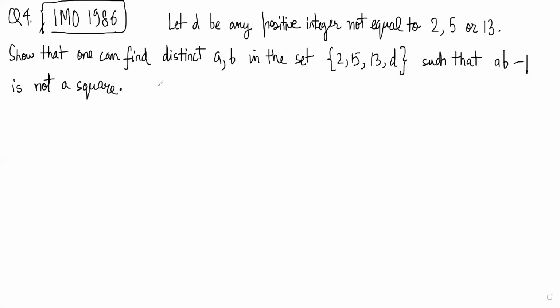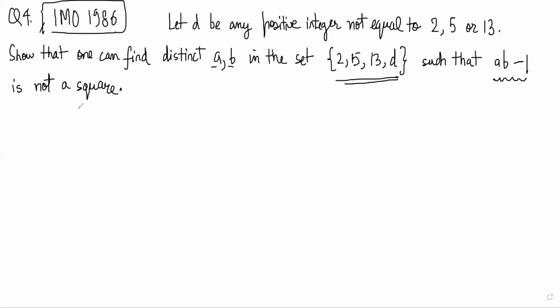So this is a set 2, 5, 13, d. d is a number that is not equal to any of these three, right? He's saying show that there is at least one a and b which are different, two numbers in this set, such that ab minus 1 is not a square. So it's basically saying that one of 2d minus 1, 5d minus 1, 13d minus 1 is not a square.